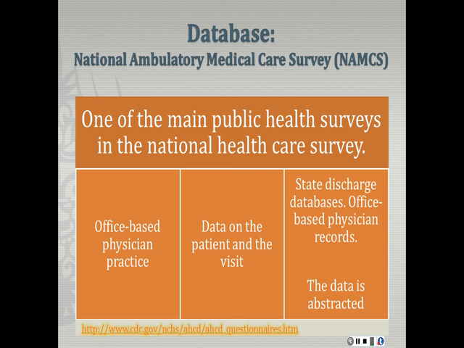Now the next one is the National Ambulatory Medical Care Survey. This is one of the main public health surveys in the National Healthcare Survey. It is office-based physician practice. The data is on the patient and on the patient's visit. The state discharge databases, office-based physician records, and then the data is abstracted. You can get this information at this website below.